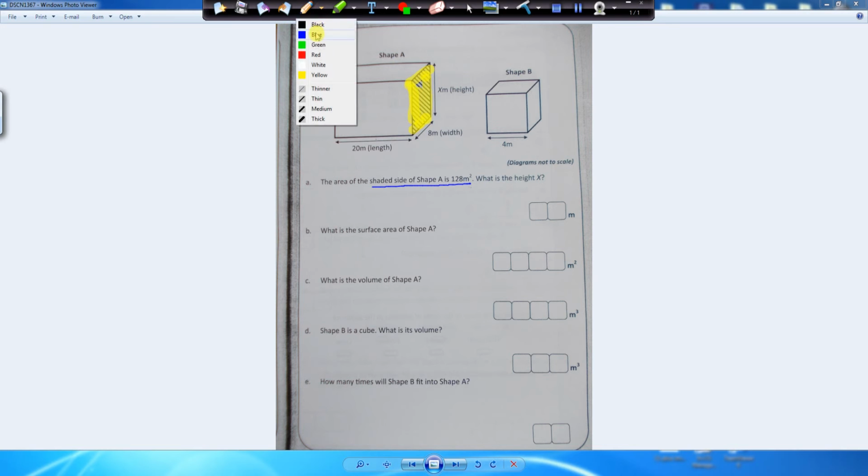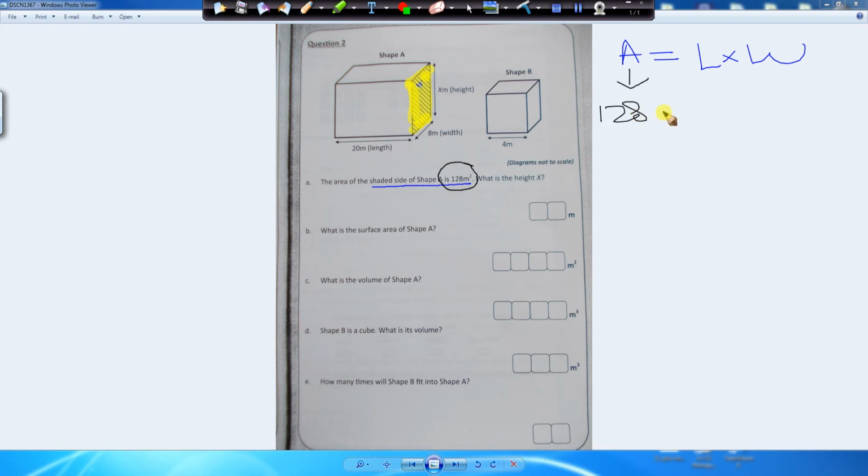Then times width. Okay, the area is equal to the length times by the width of a rectangle. And we know in this particular question that the area is equal to what? We know that the area, the answer, we've been given the answer. The area is equal to 128.